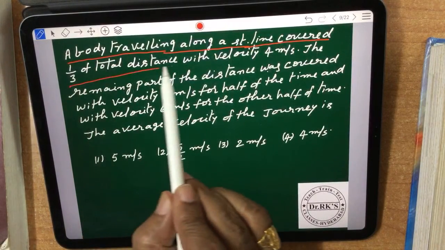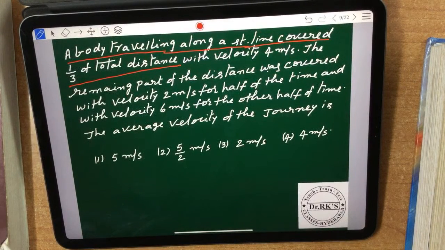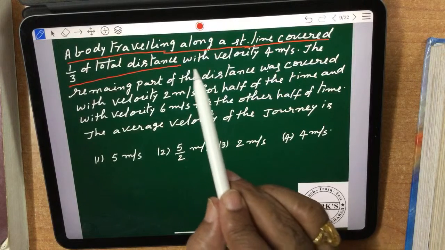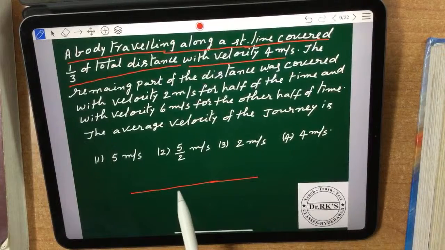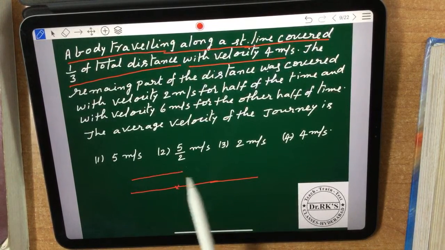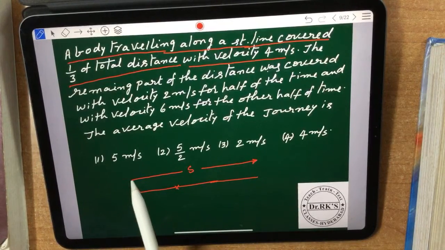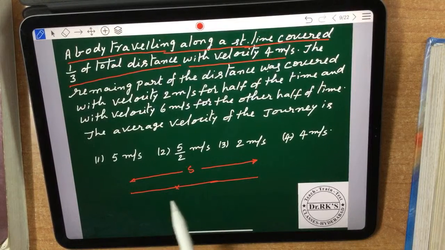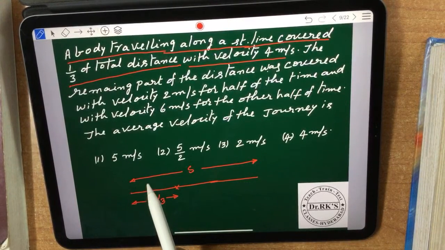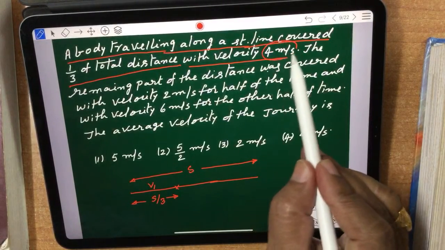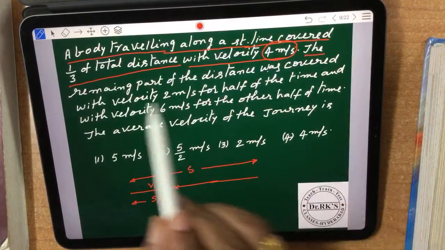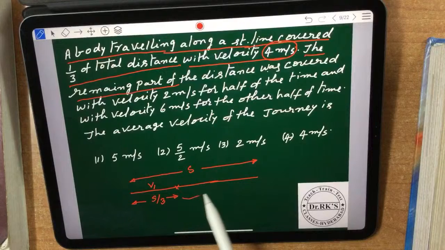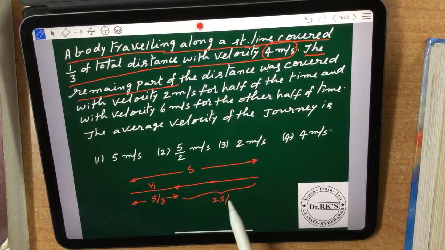covered 1/3 of total distance. I hope you are able to see my board clearly. With velocity 4 meters per second. That means, look at this. I am giving an idea. Total distance is S. S by 3, S by 3. The car is covering with velocity v1, that is 4 meters per second. Okay? Look at that. The remaining part of the journey, what is the remaining part? 2S by 3. Be careful.